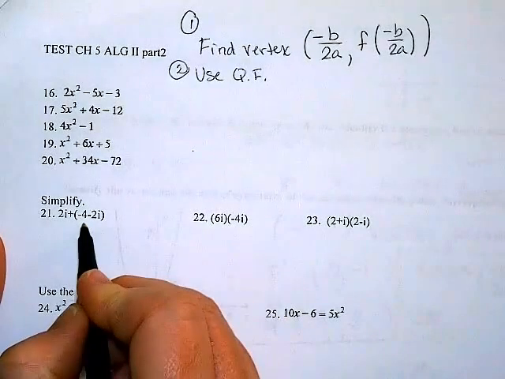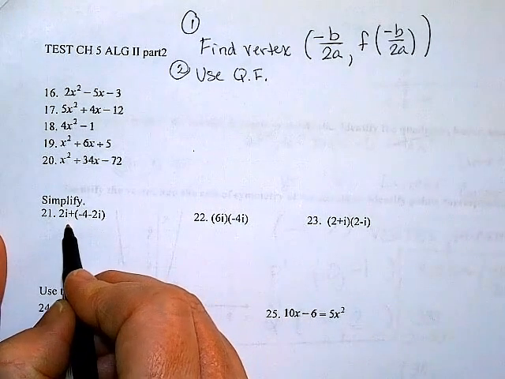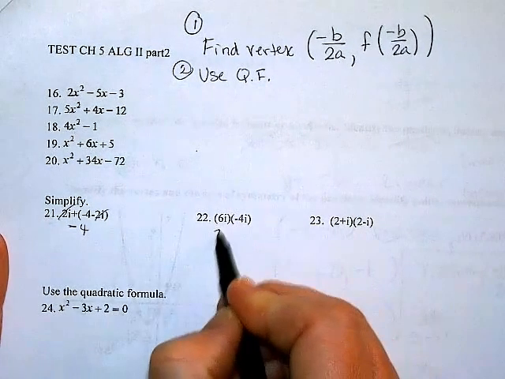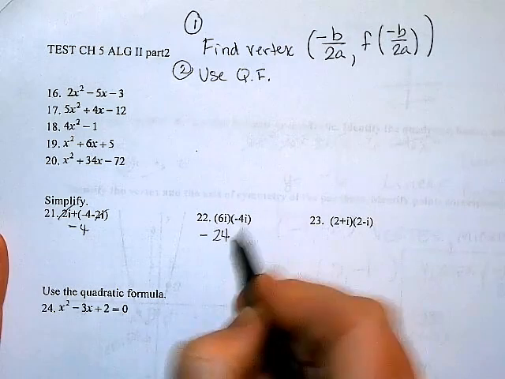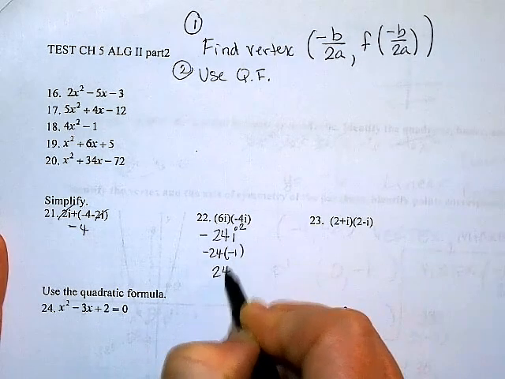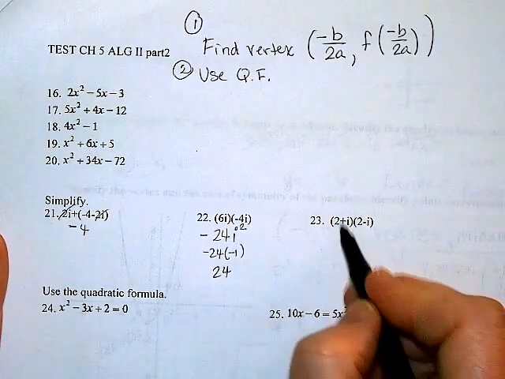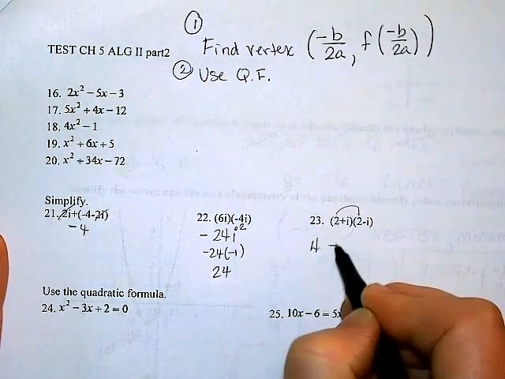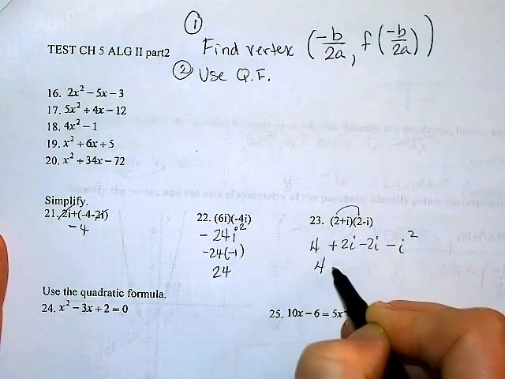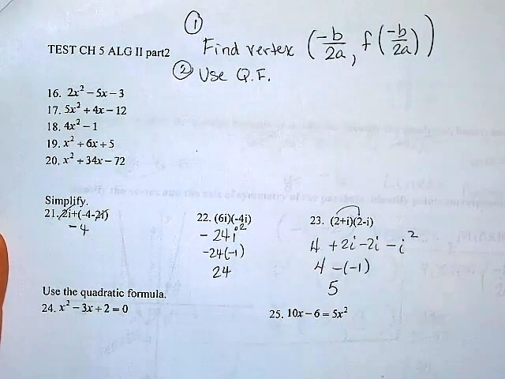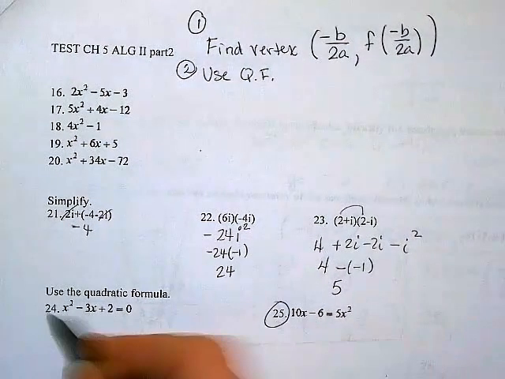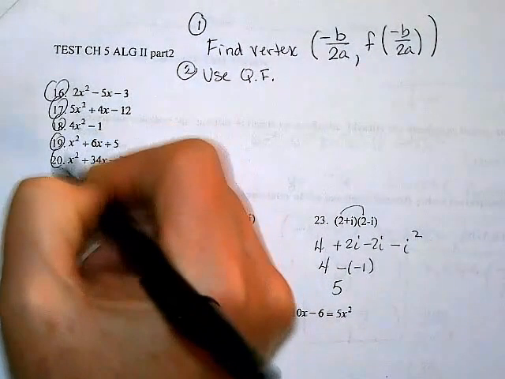What'd you get here? -4. Those are going to cancel. 24. That's negative i squared, which is really 24. What about this one? You had to FOIL. Which is 5. I got 5. Is that what y'all got? Okay. And then use the quadratic formula. So on these, we'll check those in just a little bit to make sure you've got the quadratic.